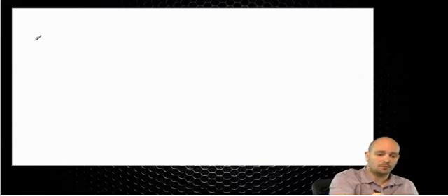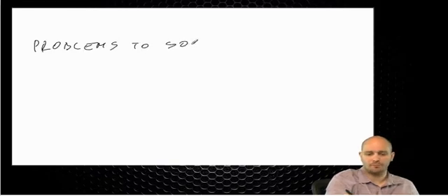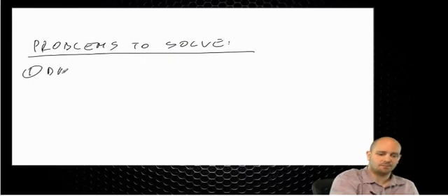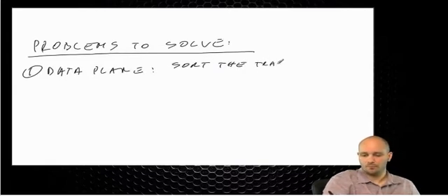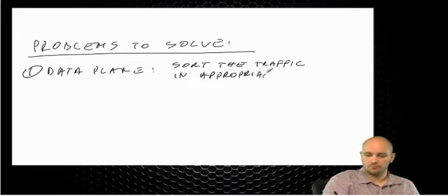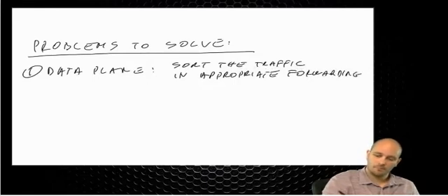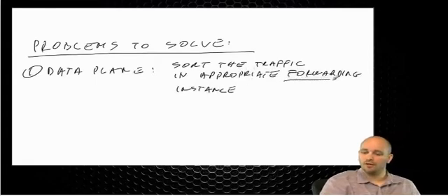So problems to solve. Problem number one is our data plane, which means sort the traffic in the appropriate forwarding instance. So I'm just going to underline forwarding here.